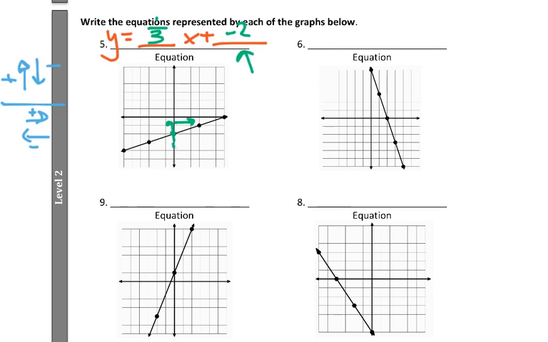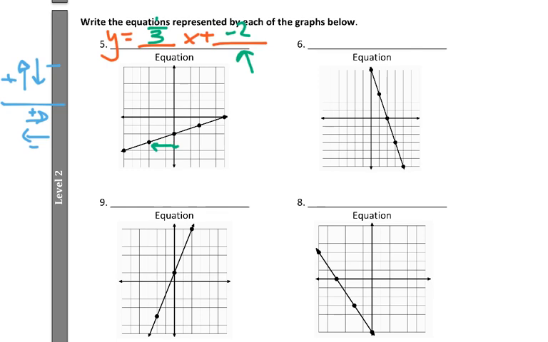Or we could go down 1 and to the left 3, which would be negative 1 divided by negative 3. But I would want you to simplify that, because a negative divided by a negative is a positive. So that would also be a positive 1/3 slope.